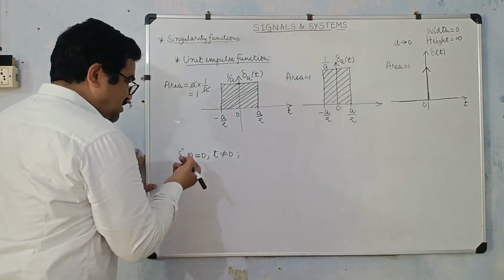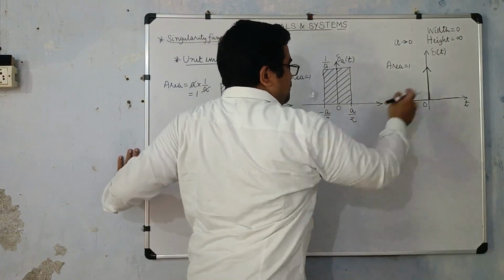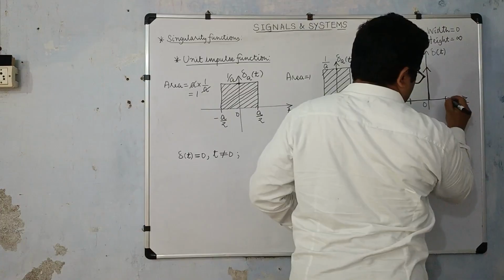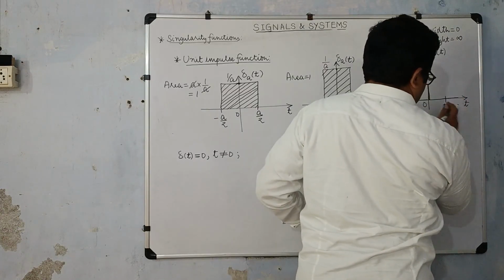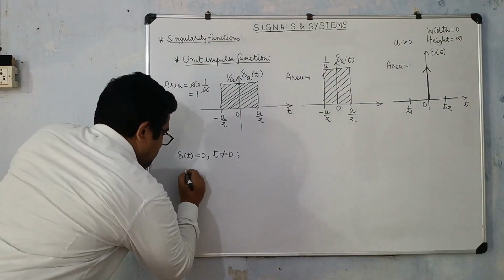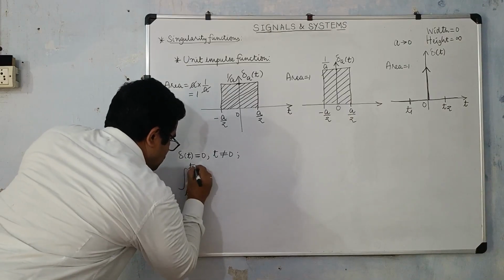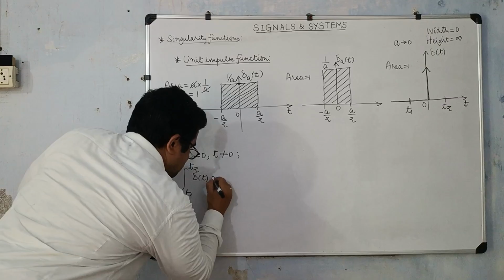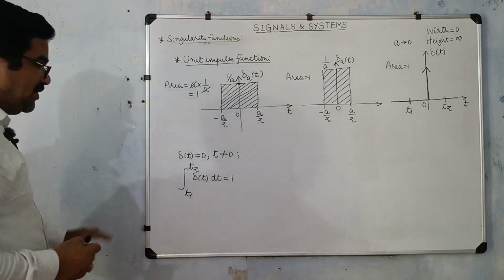How do you find the area? By integrating. So by integrating between some limits, let us say I have some time t1 here and t2 here. If I integrate, I am getting the area. So the integral t1 to t2 delta of t dt. So what is the area? It is always 1. Okay.